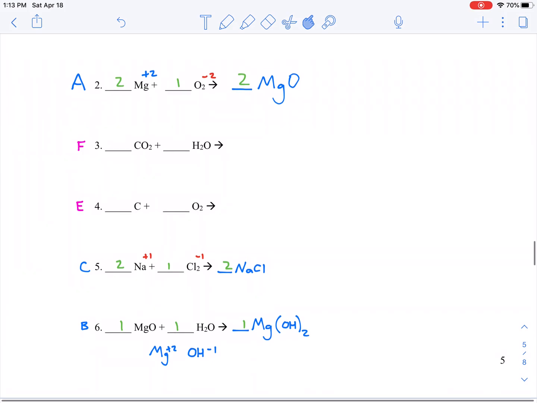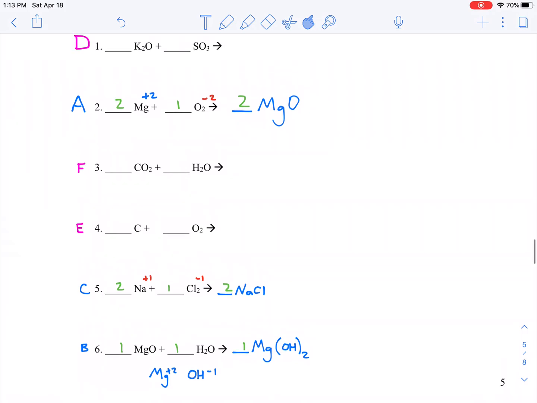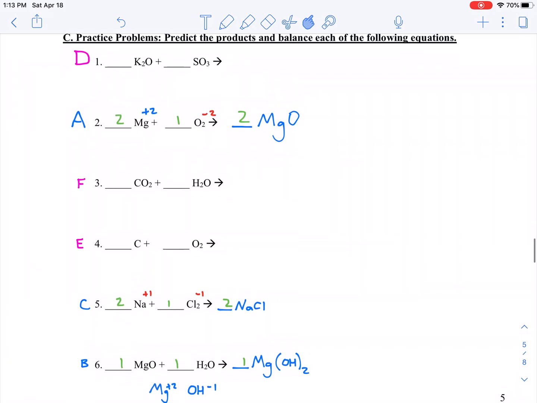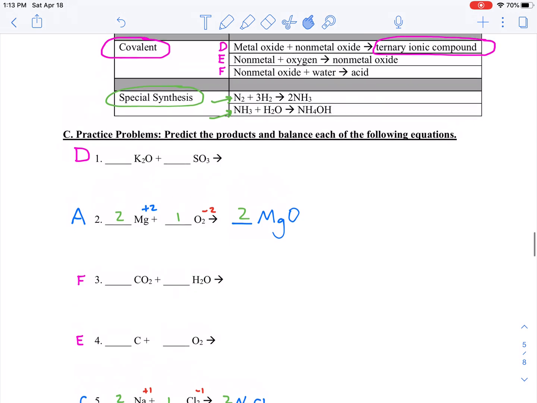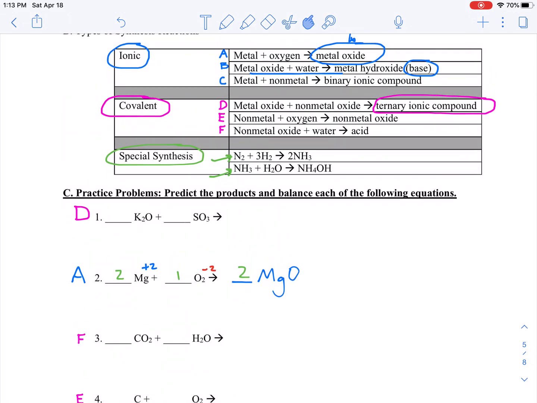Those are more straightforward. You'll notice all we're doing is identifying the charges of everything that's involved. We're crossing those charges. We're figuring out what ionic compound we need to make. Things get a little bit more difficult as we attack the pink ones, so letters D, E, and F. And the reason is that now we're dealing with nonmetals, and typically nonmetals and oxygen.